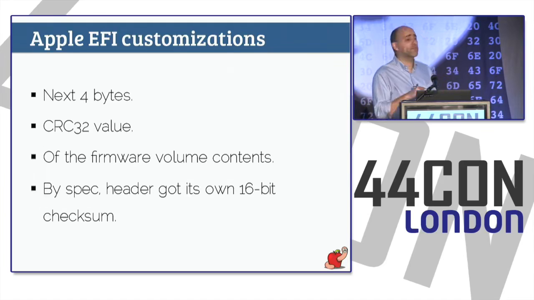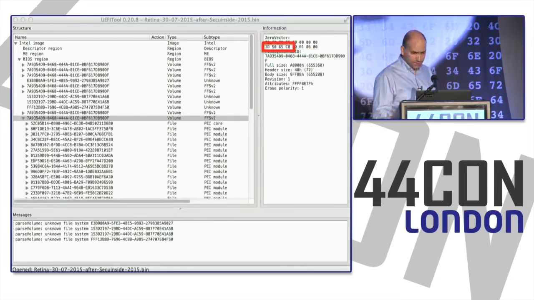The next 4 bytes, they are a CRC32 value of the contents. So if you modify the contents of the firmware volume, you need to update this value. This is the value there on the zero vector. So this is a CRC32 of this particular firmware volume.